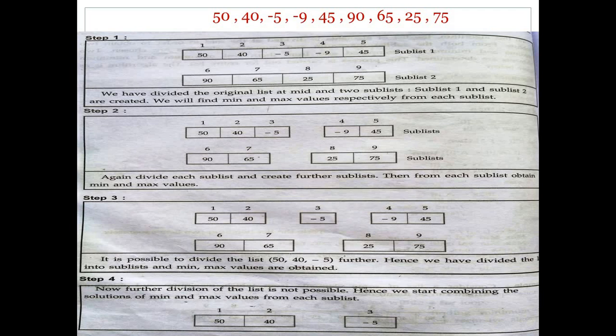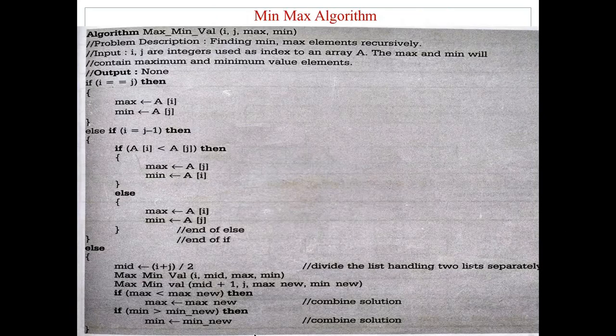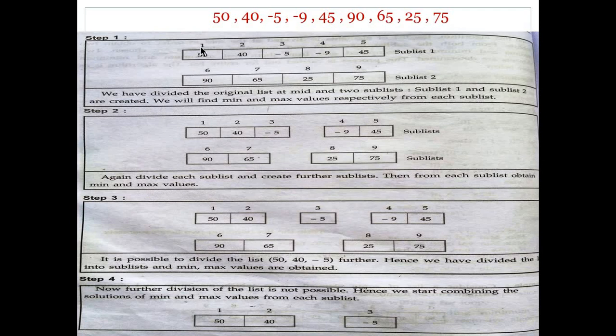For it, we will divide these numbers by this equation. Mid is equal to (i plus j) divided by 2. Here our i is equal to the minimum index and j is equal to our maximum index. So 1 plus 9 divided by 2 means 10 divided by 2. So our first part will be 1 to 5 and second part will be 6 to 9. So our first sublist is 1 to 5 and second sublist is 6 to 9.